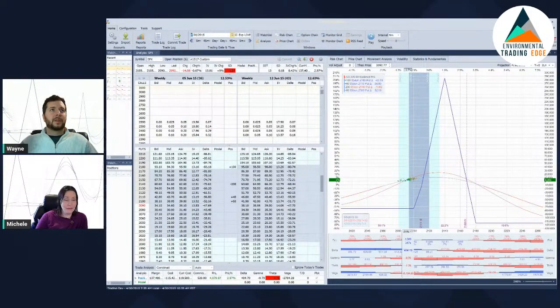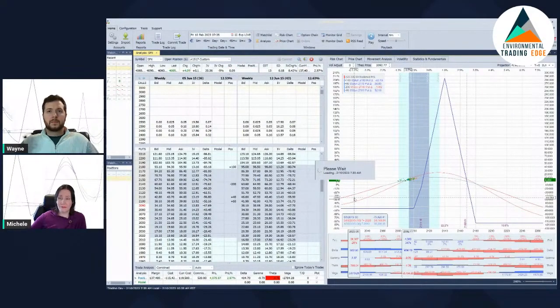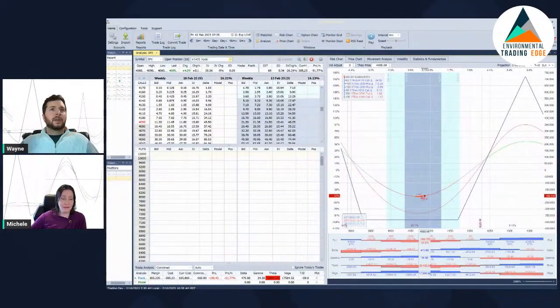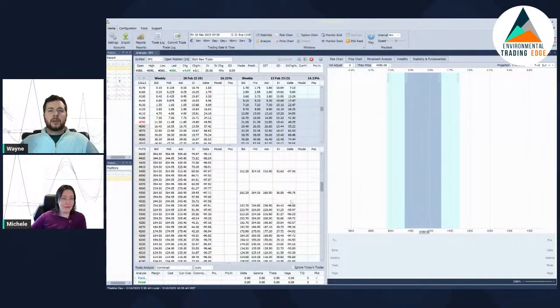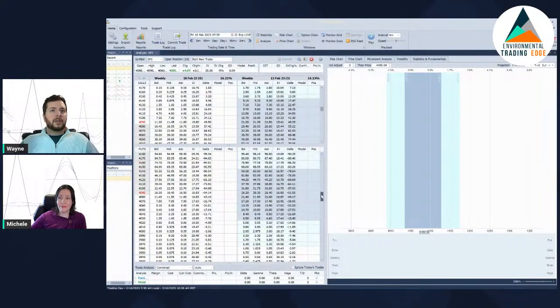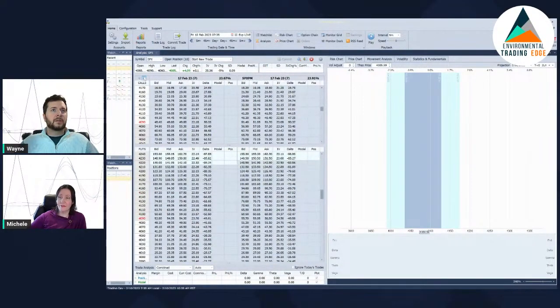Go to 2023, February. So let's just set up a small trade right now. Hopefully this will let me do it. I don't know if the 10th is going to be good enough.